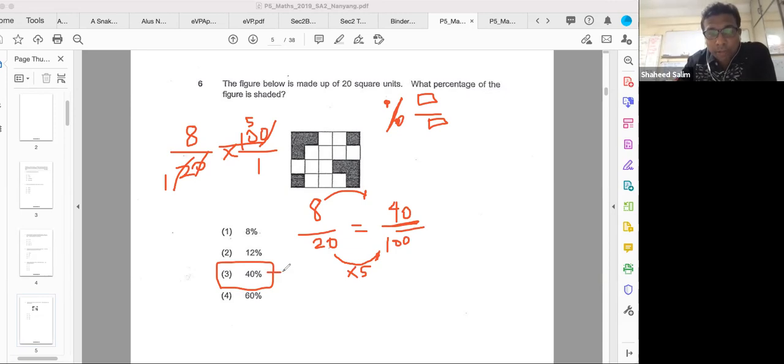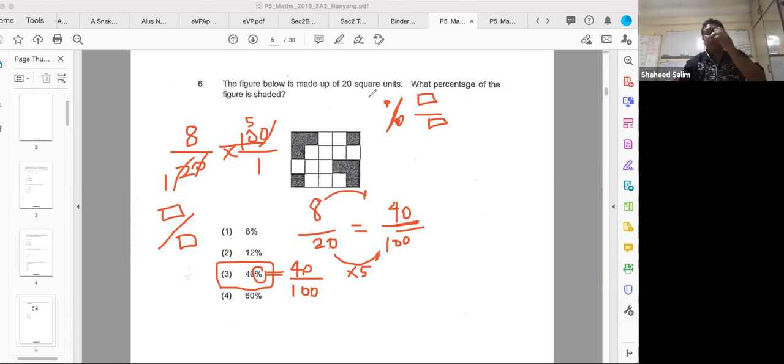So in other words, 40% means what? 40 over 100. Do you know that 40% is actually 40 over 100? This is a fraction, but it means the same thing. Look, there's the number 100 here. Can you see now? One number over another number, 40 over 100. Okay, so it's 40% for this one. Let's move to the next one.